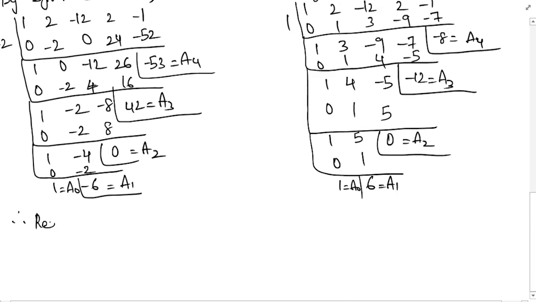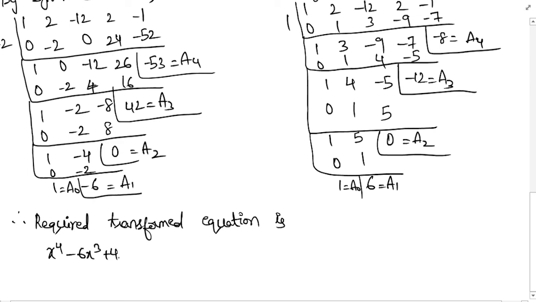Okay, so now our required transformed equation is, because it can be either of these, right? x power 4 minus 6x cube plus 42x minus 53 is equal to 0, or it can be x power 4 plus 6x cube minus 12x minus 8 is equal to 0. Okay, it can be either of these two.